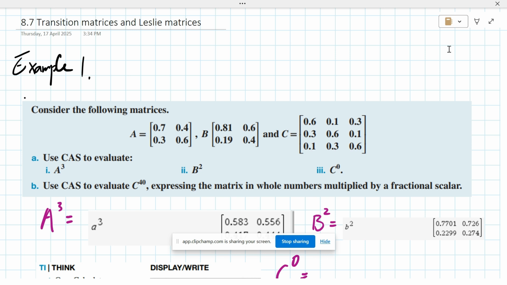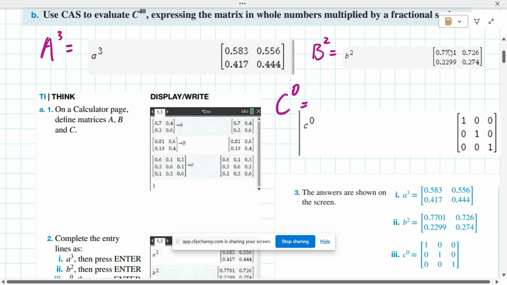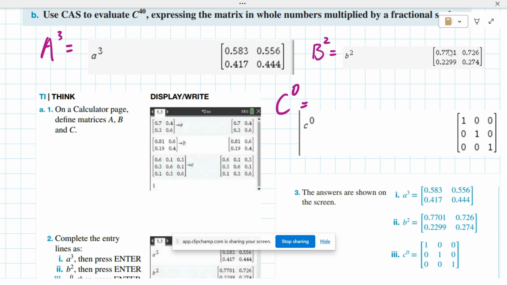Before that, we're going to show you how to calculate A to the power 3, B to the power 2, C to the power 0. You should be able to understand how we solve that. You define the A, B and C matrices, and then you just type A to the power 3, B to the power 2, and C to the power 0. They give you the answer straight away.